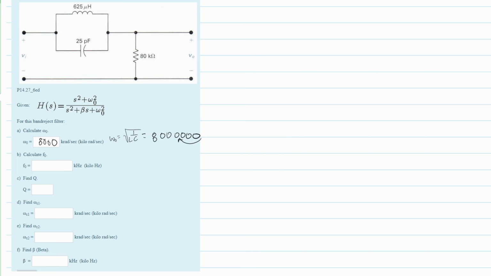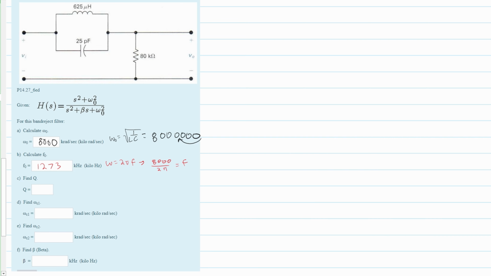For F naught, all we're going to do is take our omega naught and plug it in here, because we know that omega is equal to 2 pi times F. So we can write this as 8,000 as our omega divided by 2 pi is equal to F. If we plug this into a calculator, we're going to get 1273.